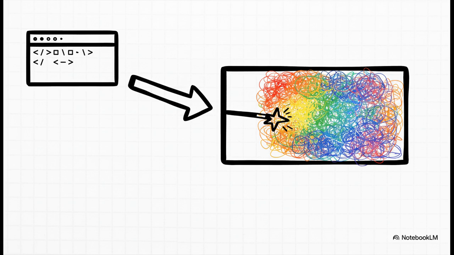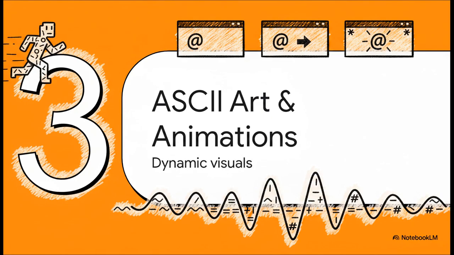It's such a great, simple way to understand how command flags, those little dashed letters, can completely change how a program behaves. Up next is section 3, ASCII art and animations. Let's look at some really dynamic visuals now.